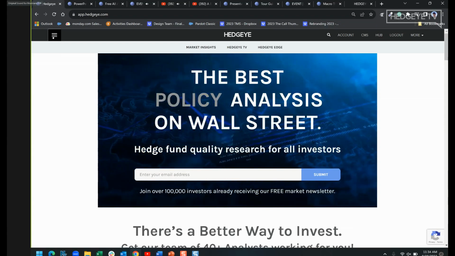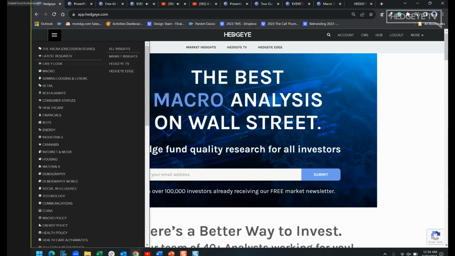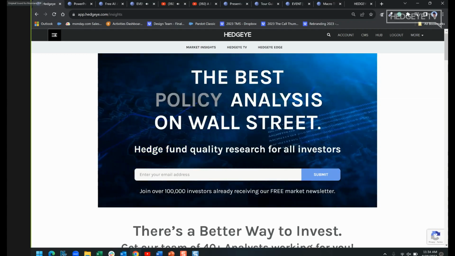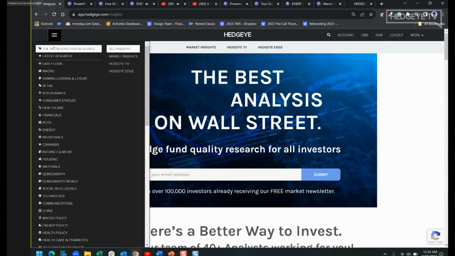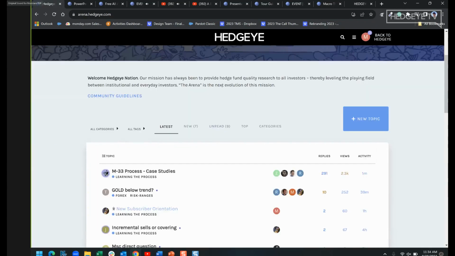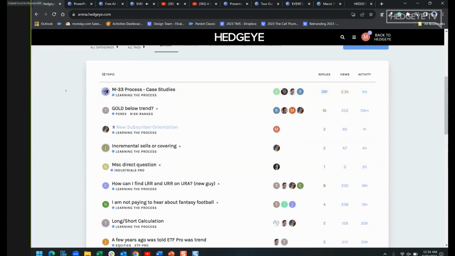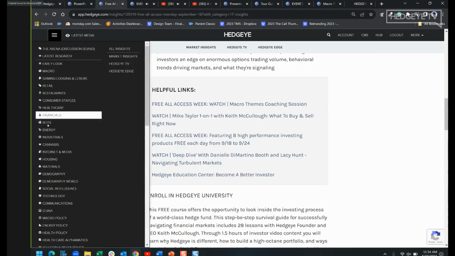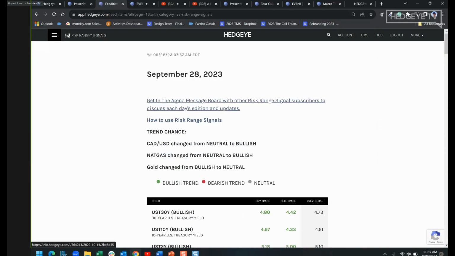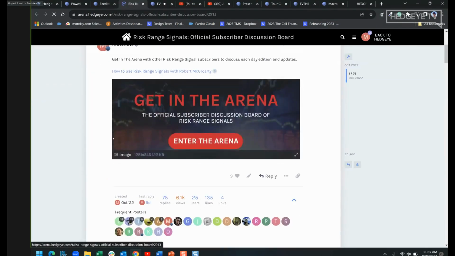The one other feature we forgot to show people is the arena. On hedgeye.com, guys, top left, you have your hamburger menu, which has all of your subscriptions in it. Very top, you have the arena. This is a subscriber-only discussion board. I'm a big fan of this, usually for West Virginia football, but also for the arena. This is where subscribers are asking questions. When we go into risk ranges, it has its own board. So select risk range signals right here, and people are going through asking questions.